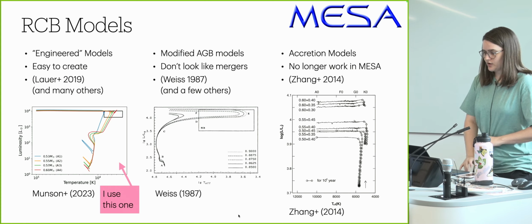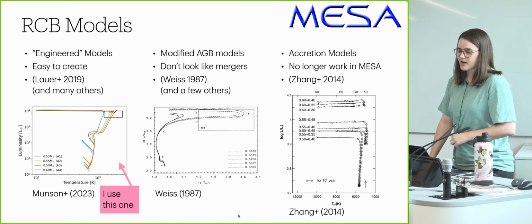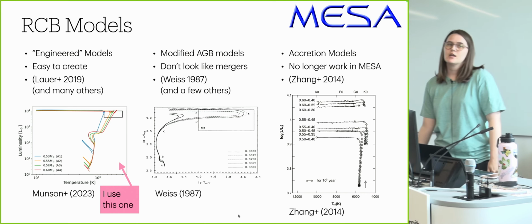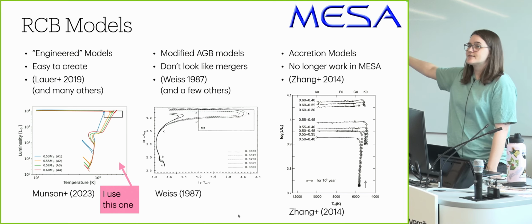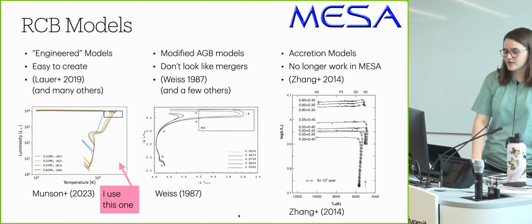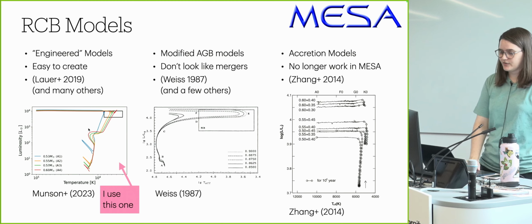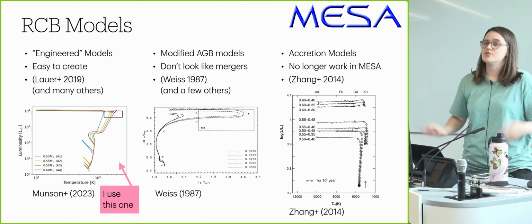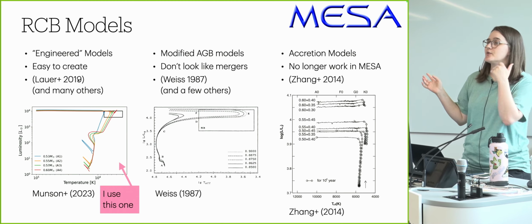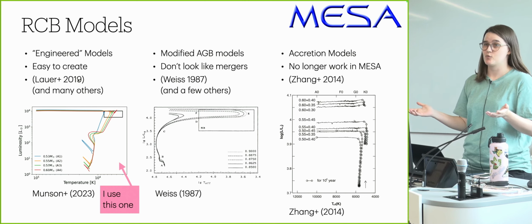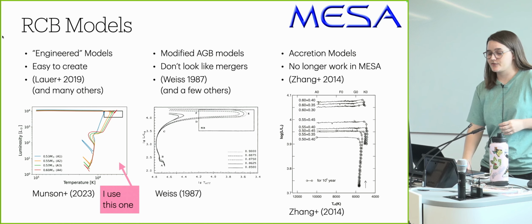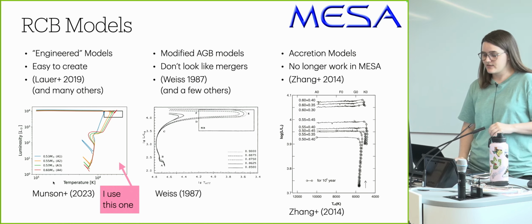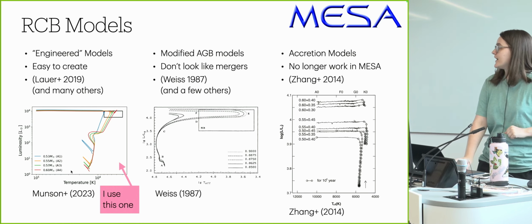So when you model R Cobores or HDCs in general, there are a plethora of different types of modeling methods that you can use. All of them use our lovely code friend MESA. And here are just three types. So there's something called the engineered models, where engineered means we're doing non-physical things to make the star look the way we want. These are generally easier to create, and so that's why there's a whole lot of papers about these. And this is the one that I use, the one that I like.